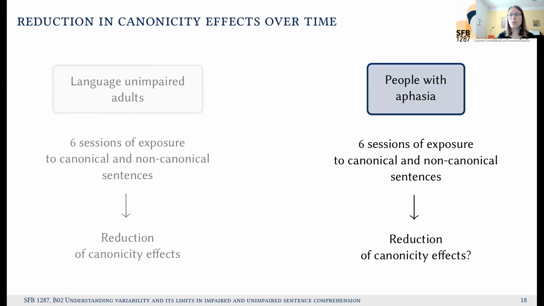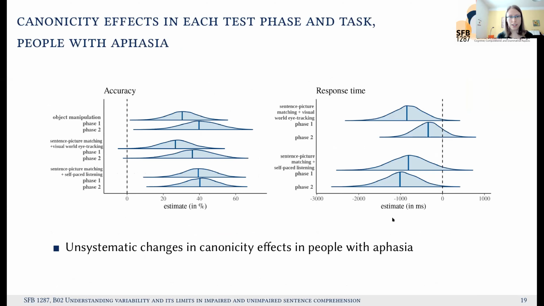Now, how does this look like for our people with aphasia? Remember, when we looked at the 2-way interaction, there seemed to be an increase in the canonicity effects in accuracy and an inconclusive result in the response times. How does this look like when we look at each separate task? So this is what you can see here.